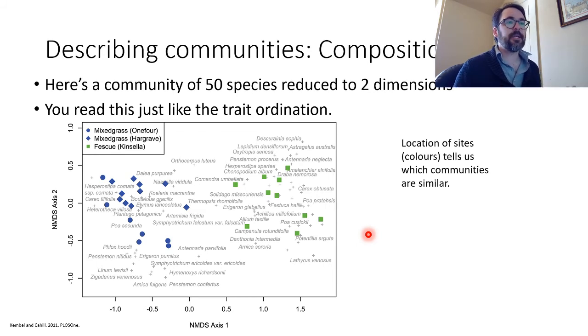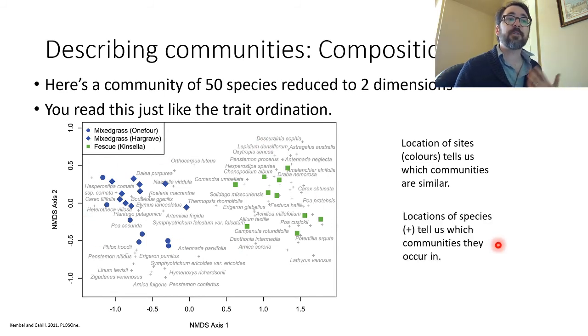Right, so the location, which are the sites in colors, tell us which communities are similar. Each one of these squares is a different place where it was measured, and these ones are all very similar to each other. And these different sites that were measured are all similar to each other. And the location of species, marked as plus signs, tell us which communities they occur in. And that's how you read this.